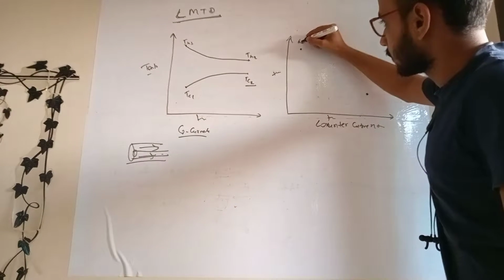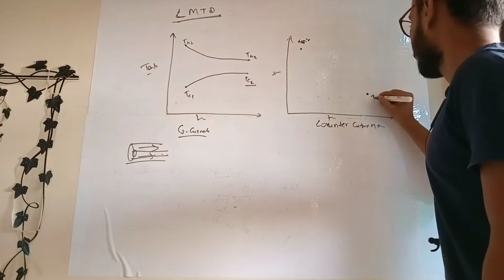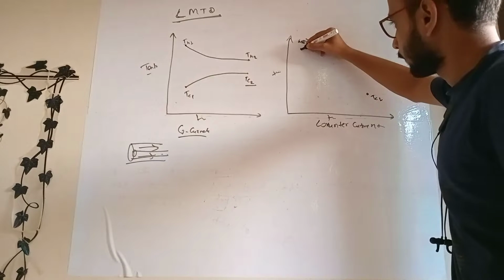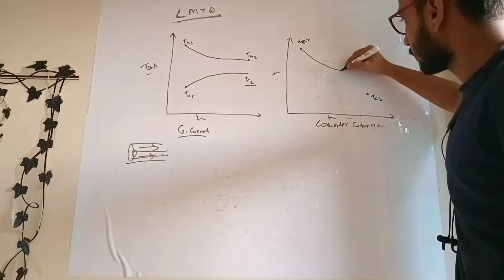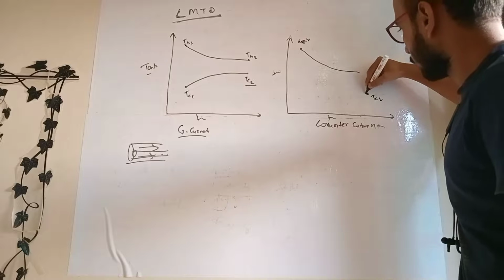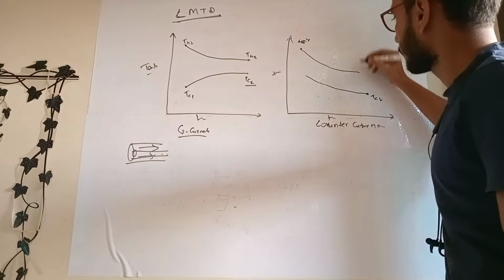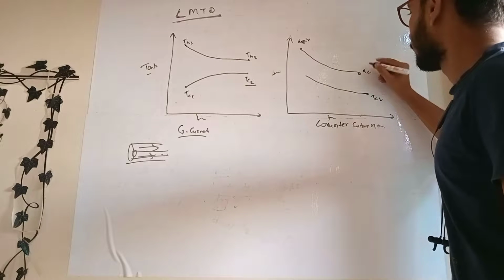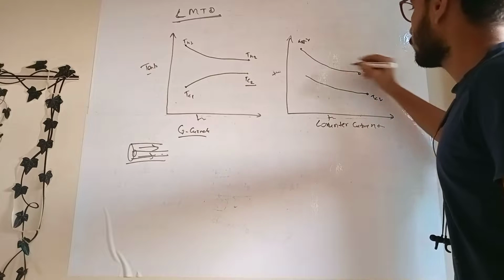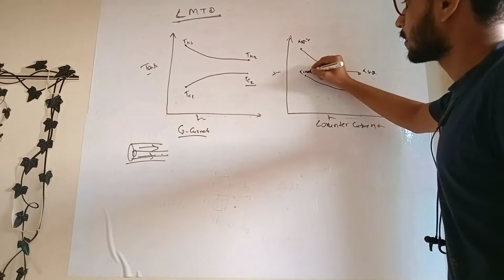And in counter current, this one is TH1, this one is TC1. As time proceeds, the hot water temperature will lower down and the cold water temperature will increase. So it will become TH2, and this will be TC2.